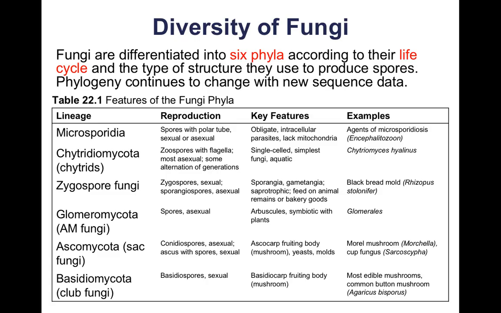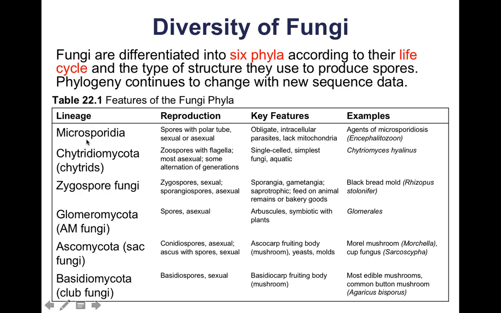Okay, so the phylogeny of fungi is still being worked out. For a long time, it was thought that there were only 5 phyla of fungi, but with all the new sequence data that's out now, a lot of the phylogenies are getting moved around a little bit. So now, based on the current data that we have, fungi are differentiated into 6 different phyla. And this is done according to their life cycle and the type of structures that they use to produce their spores, and also sequence data.